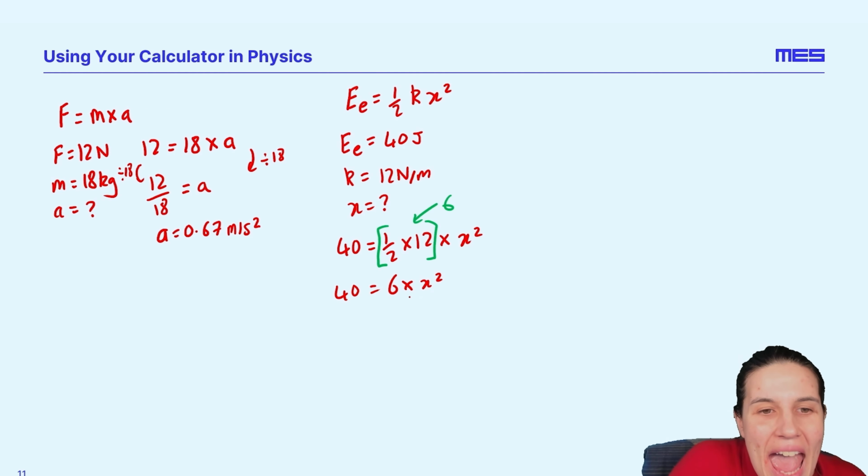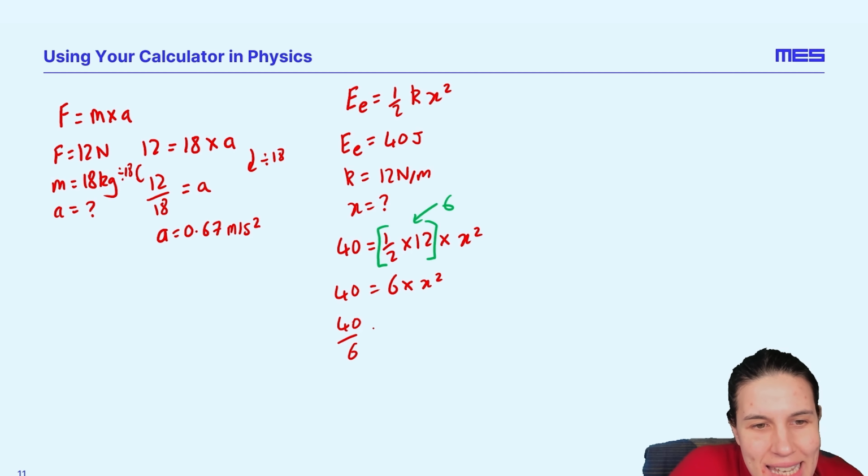Now I'm just going to look for the x squared. So because it's this times by 6, I need to divide both sides by 6. So 40 divided by 6 equals x squared.